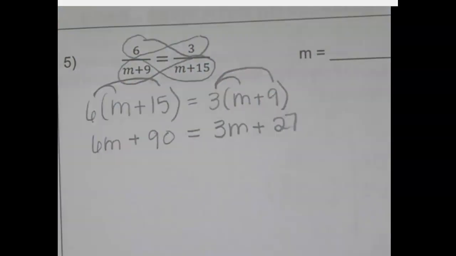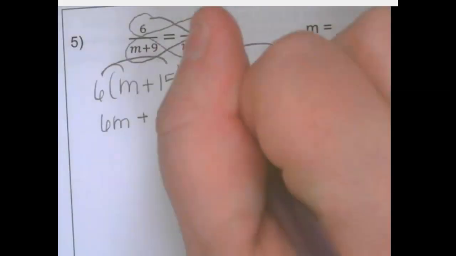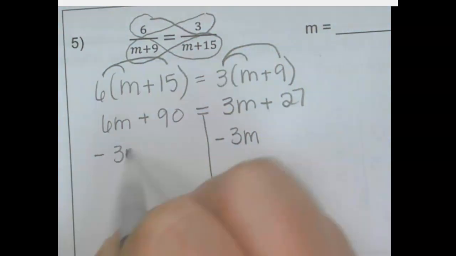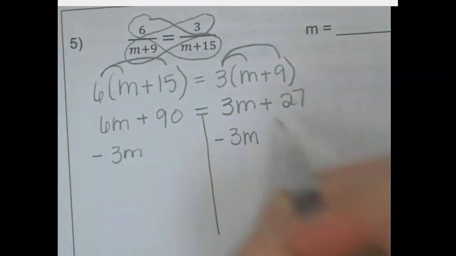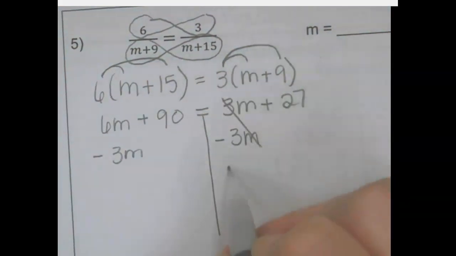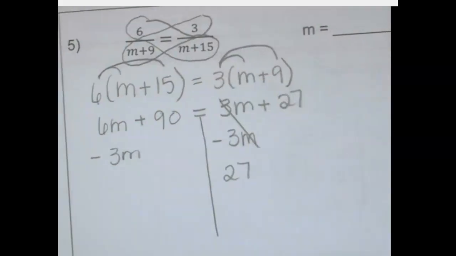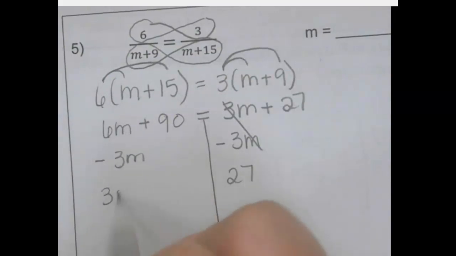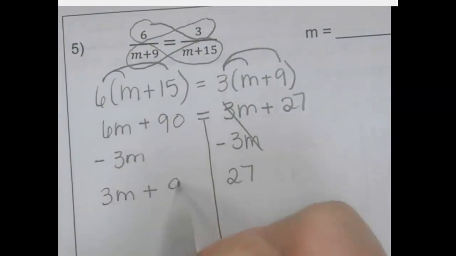I'm going to move my smaller variable to avoid negative coefficient. So I'm going to move my 3m, minus 3m from both sides. Cancels, leaving me with 27. My left side, 6 minus 3 is 3m plus 90.